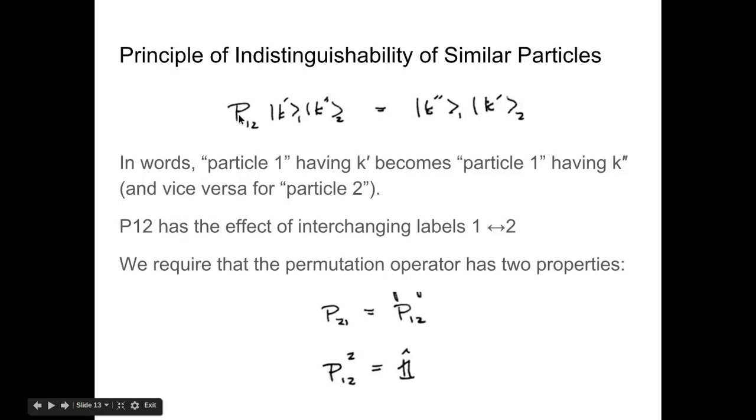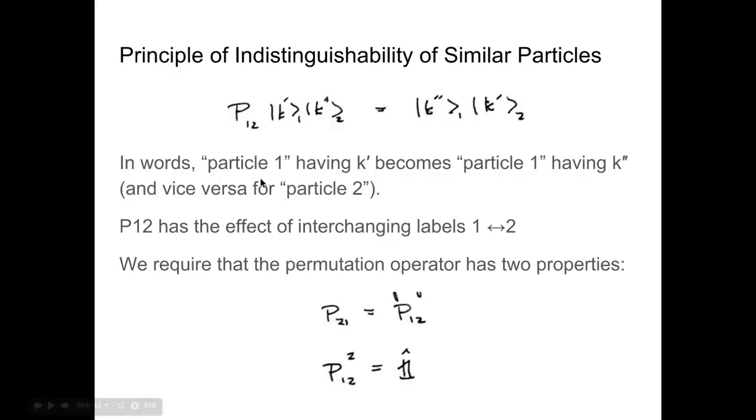Say we have our state where particle 1 has K prime and particle 2 has K double prime, and I operate on this state with P12. P12 is defined to basically change the labels on these kets. So it's flipping these labels. I've flipped the labels and then moved the K double prime to the front because it has a label of 1. The order of these doesn't matter. So basically what it's doing is just flipping the indices.